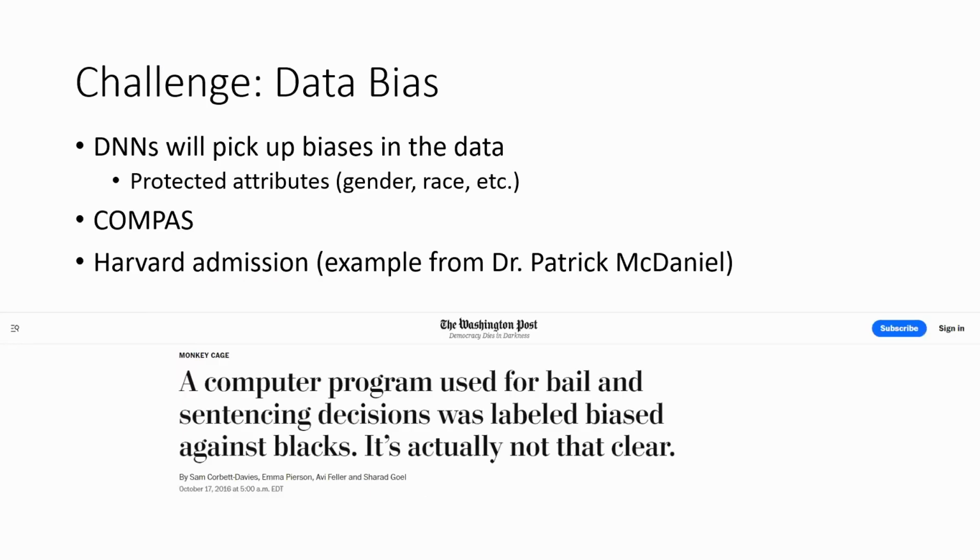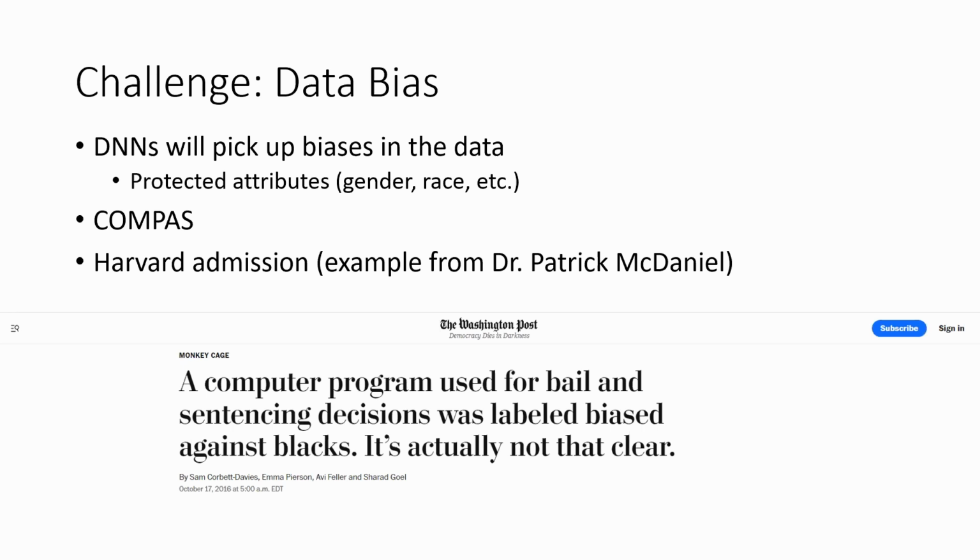Data bias, right? So some of you have mentioned this in a survey, so at least we have an idea of it. Data bias is where DNNs are gonna pick up sensitivities in these data points, right? So protected attributes such as gender, race, and so on are gonna automatically get abstracted into features for neural networks if you use them as an input space.